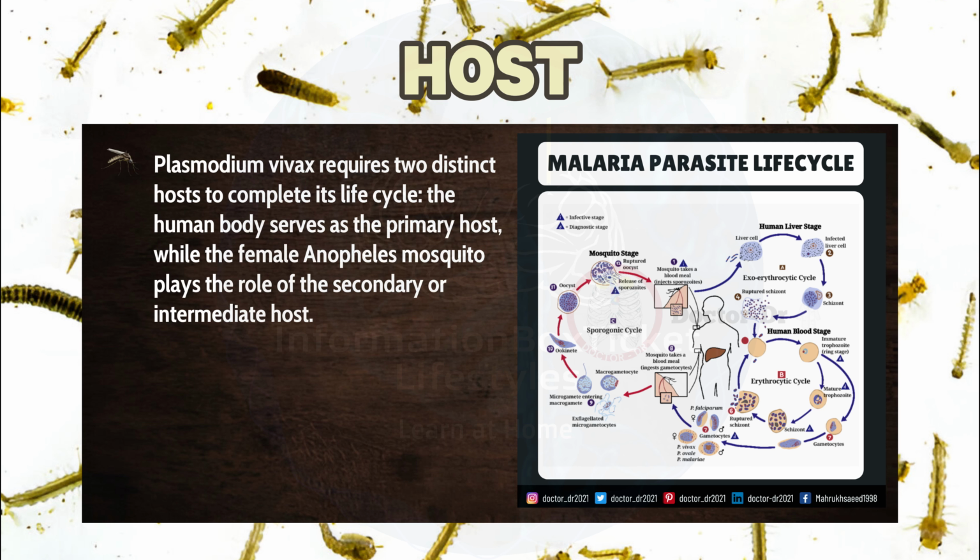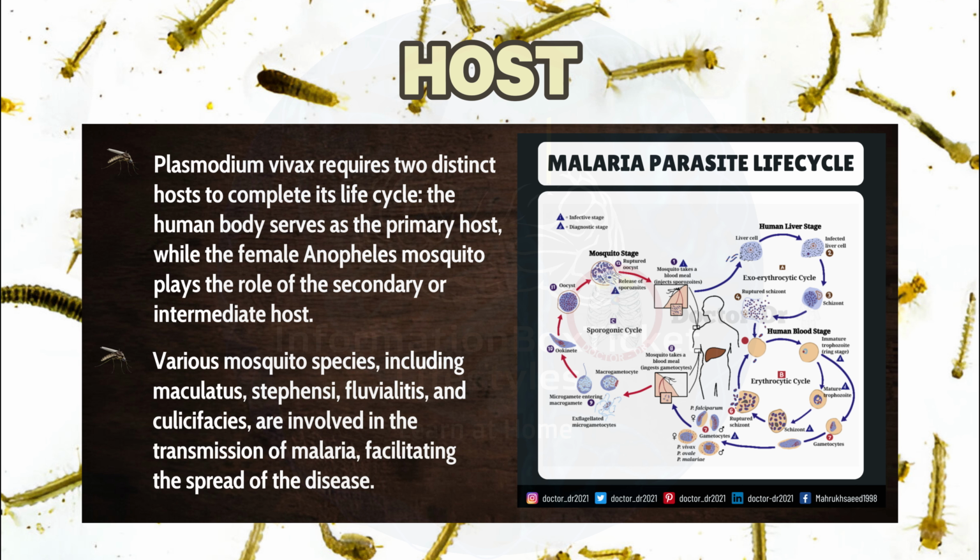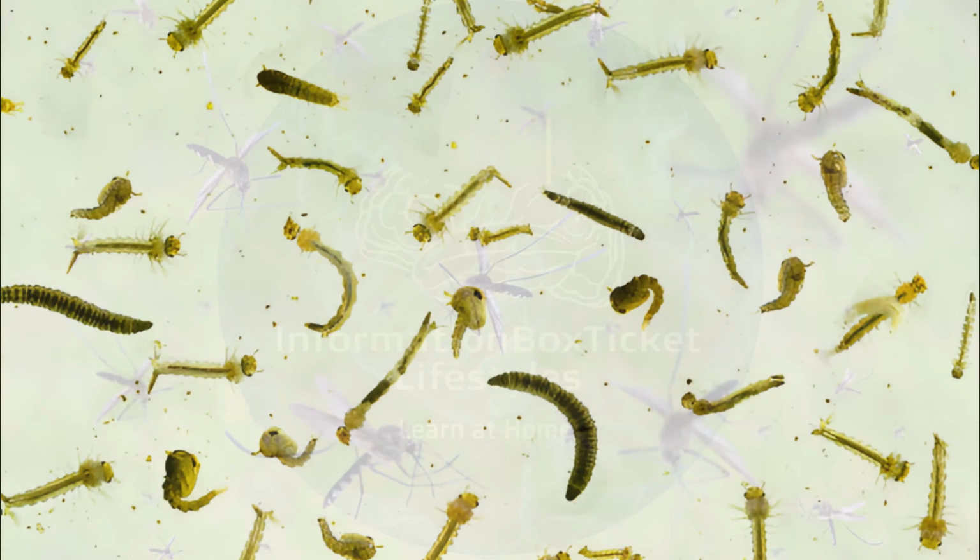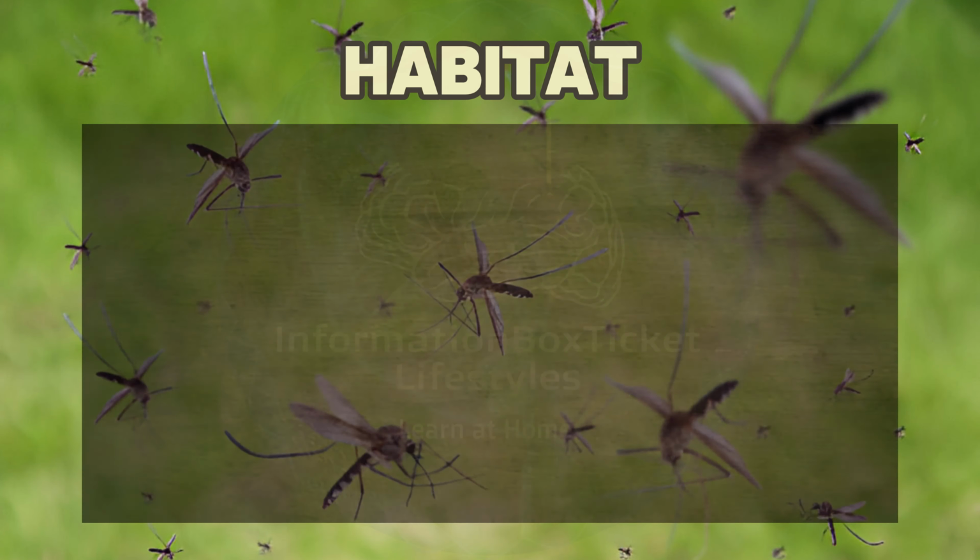Host of Plasmodium vivax. Plasmodium vivax requires two distinct hosts to complete its life cycle. The human body serves as the primary host, while the female Anopheles mosquito plays the role of the secondary or intermediate host. Various mosquito species, including maculatus, stephensi, fluviatilis, and culicifacies, are involved in the transmission of malaria, facilitating the spread of the disease.